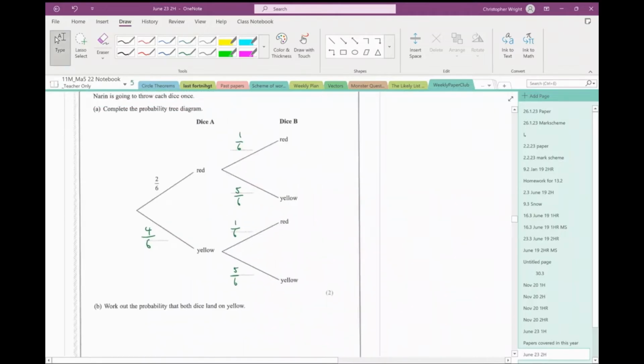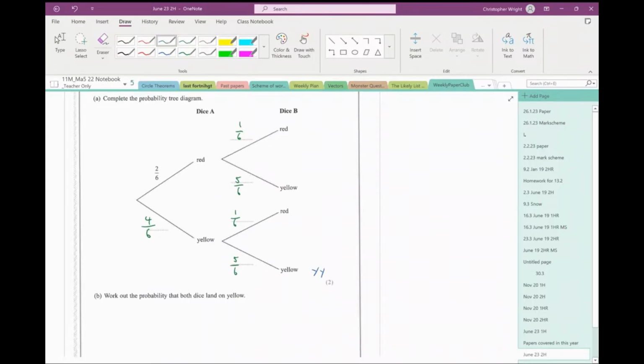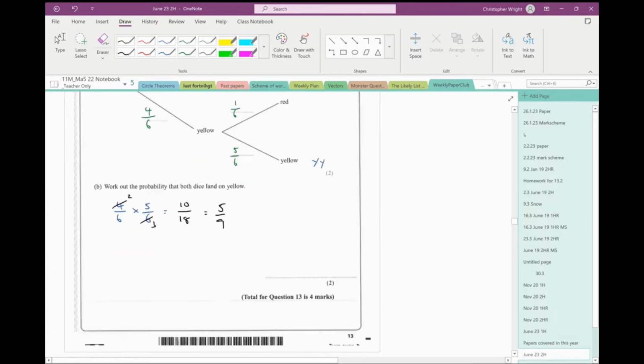Work out the probability that both dice land on yellow. So I'm being asked to work out the probability of ending up here, yellow, yellow. So I'm going to do those two probabilities multiplied together. 4/6 multiplied by 5/6. Obviously you can use a calculator. I'm going to go 2 into there, 2 into there. So I'm going to get 10/18, which I can simplify to 5/9. So the answer is 5/9.